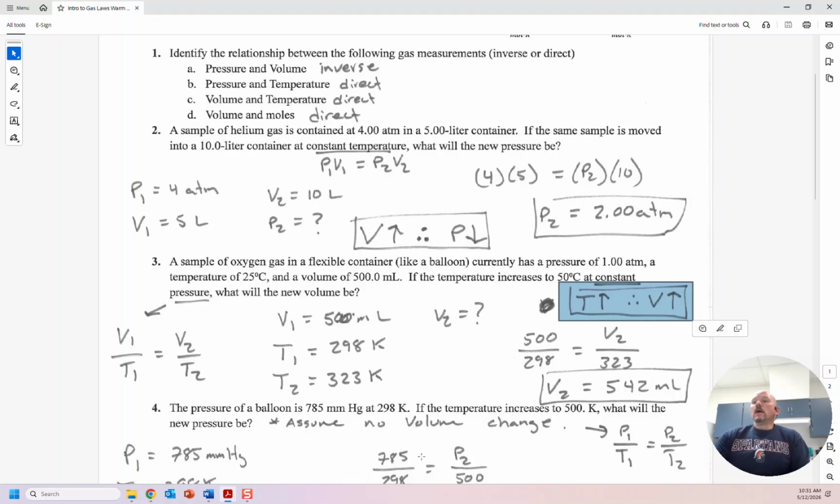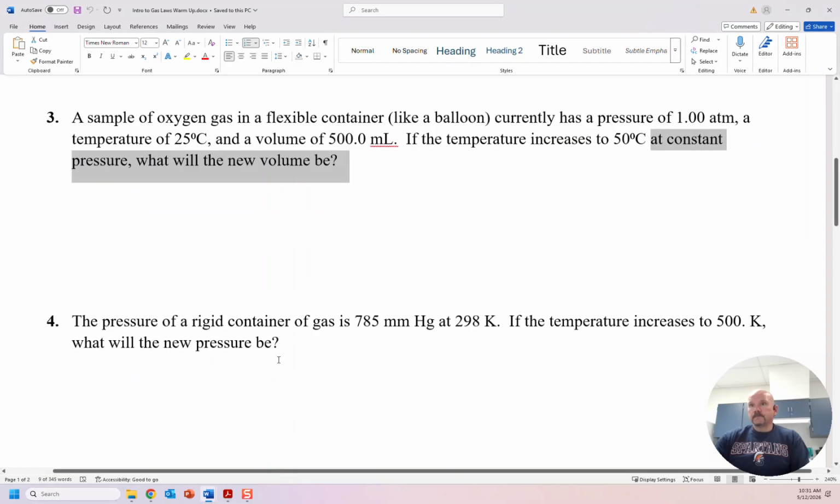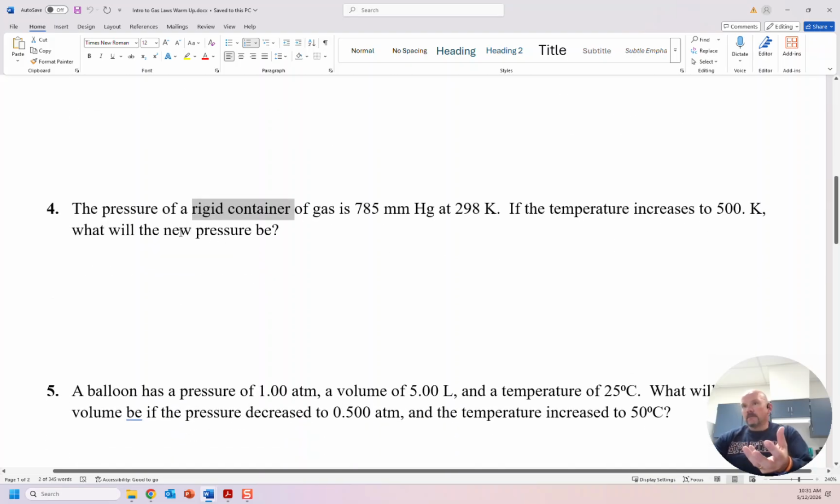All right. So real quick for question number 4. I said you had a balloon. We needed the pressure to change. We can't have a flexible container, so it's got to be a rigid container. So change that to rigid container, meaning volume is held constant.